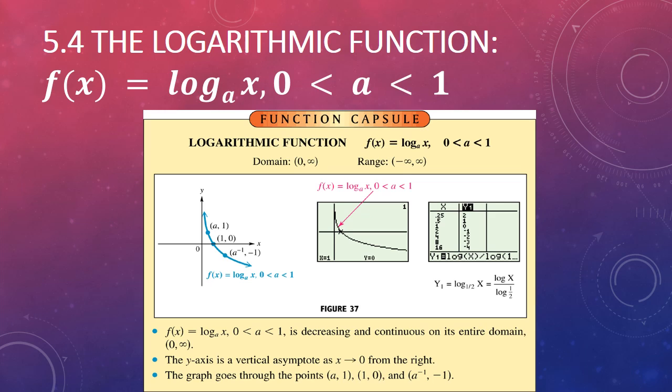This is the function capsule for when our base is between 0 and 1. Our domain is the same, and our range is the same. What has changed is it is now decreasing. It is still continuous, but it is now decreasing. The y-axis is still a vertical asymptote. It goes through the points (a, -1), (1, 0), and (1/a, 1).